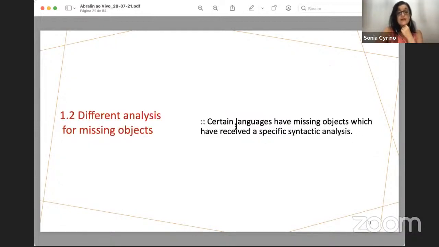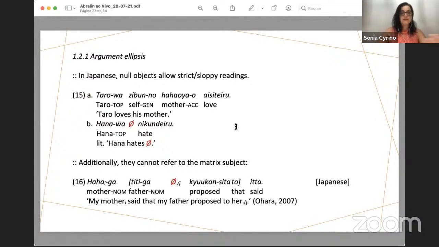Now, there have also been different analyses for missing objects, because certain languages have missing objects that show certain behavior that made some researchers claim that they are variables, and other researchers claim that they are little pro and null arguments, and we are going to see these.